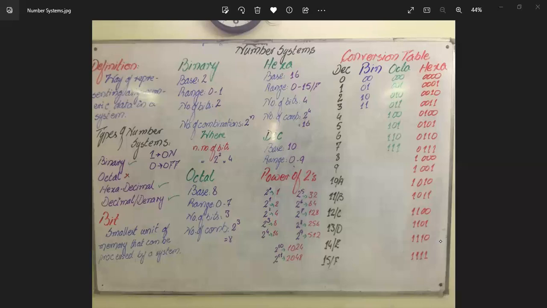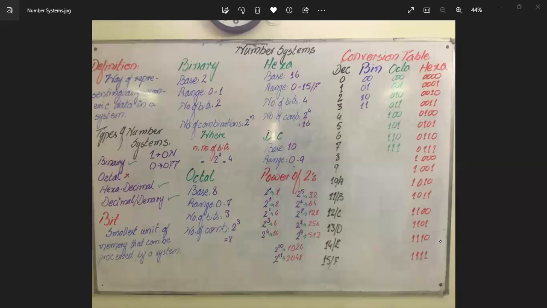So 2 power 0 is 1, 2 power 1 is 2 and so on: 4, 8, 16, 32, 64 and so on till 2 power 11, which is 2048. Now, coming to the conversion table, I have made 4 columns over here: one for the decimal, one for the binary, one for the octal, and one for the hexadecimal.